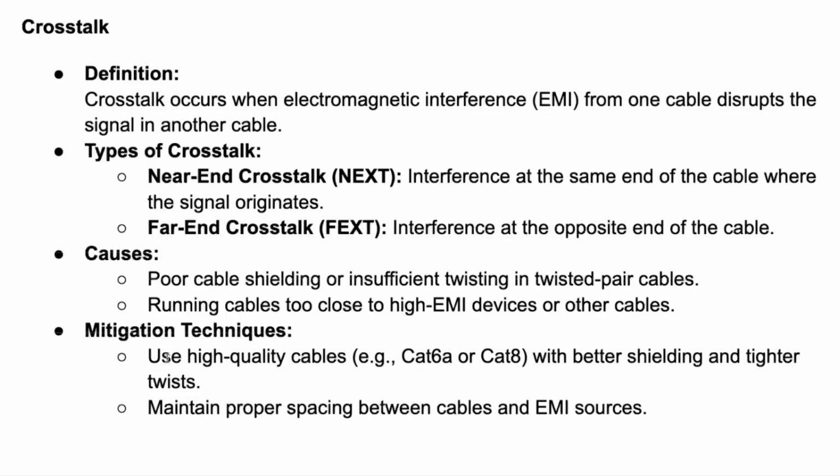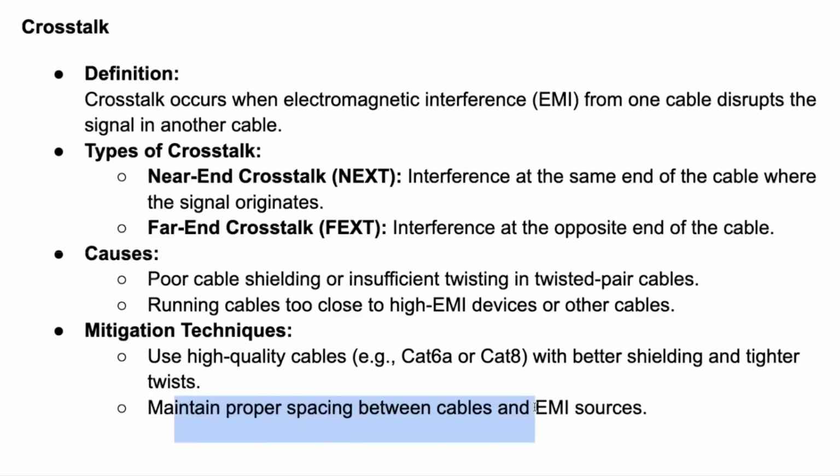So the mitigation would be to use high quality cables, number one, so Cat6 or Cat8 with better shielding or tighter twists if you're going to use twisted pair cables. So just use higher quality cables. It's more expensive, obviously, but it saves you headaches down the line. It saves you time, energy and money for troubleshooting if you just use the higher quality cables like Cat8, right?